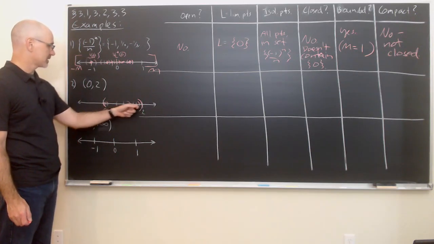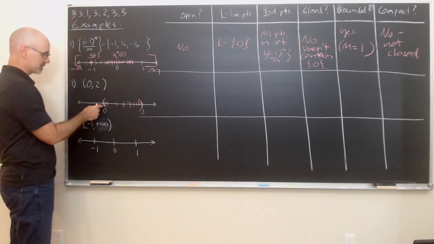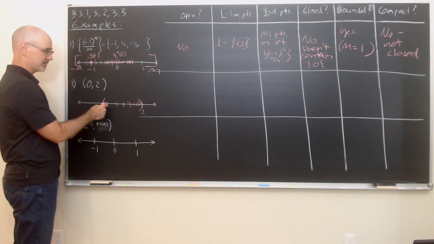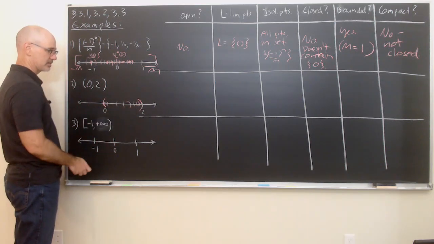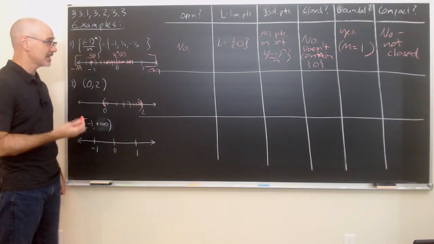So anything that's strictly between 0 and 2 means I'm a little off of the left endpoint, or at least a little off of the right endpoint, and as soon as that happens, I can fit that interval inside. So yes, this set is open.